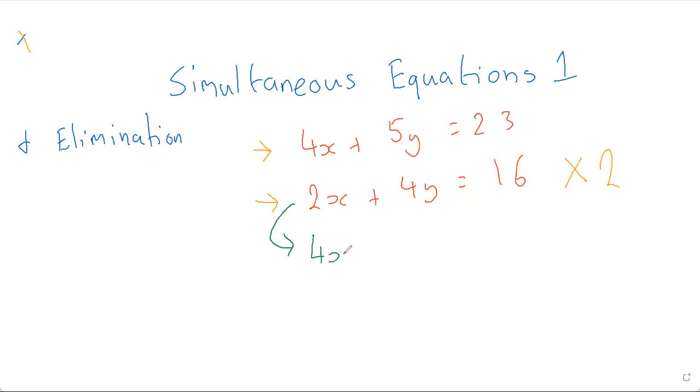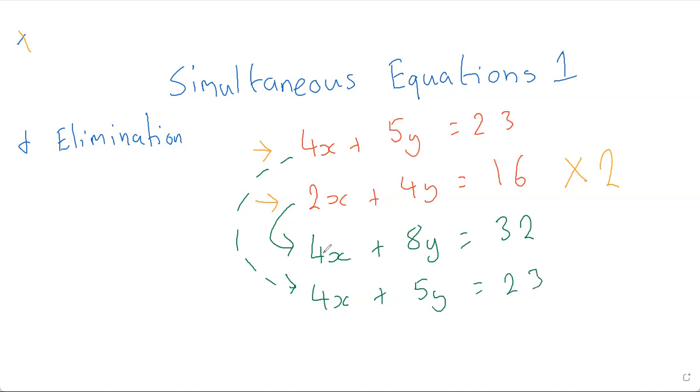So now if I change the color and rewrite this equation out below, timesing everything by 2 to make 4x plus 8y equals 32. Now, just for ease, I'll rewrite the first one out below it as well, but this hasn't changed. So now I've got essentially the same equations because this has just been doubled, but this time they've got the same coefficients before the x.